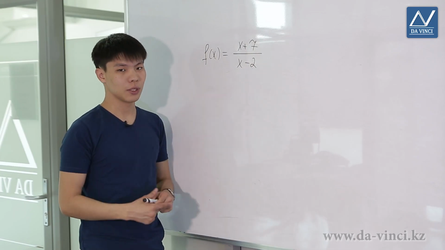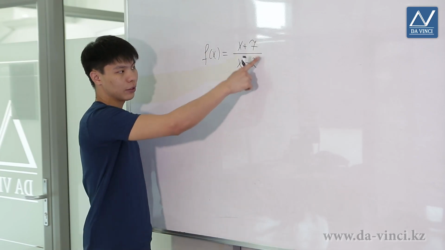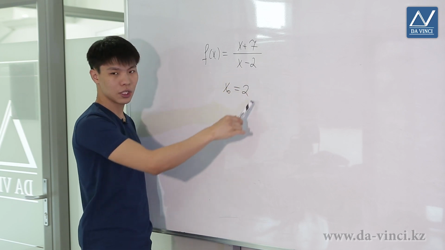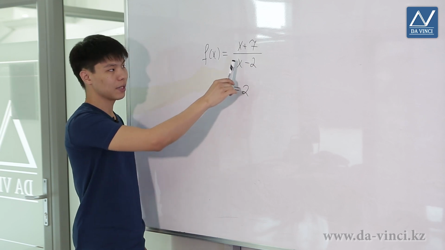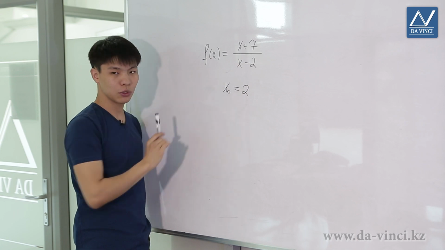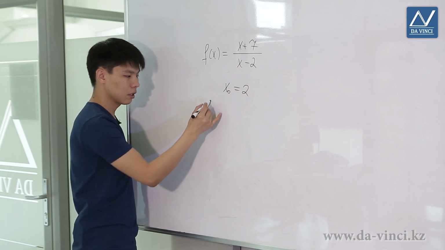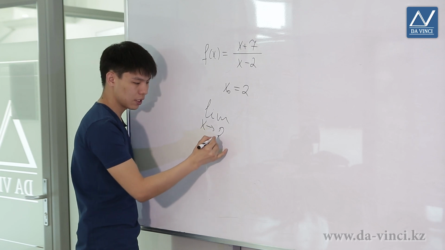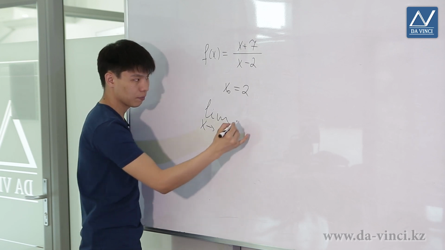We will examine the function for continuity again. It is obvious that we should investigate the point x0 equals 2, because at this point we have a 0 denominator. The function f of x at the point 2 is not defined. That is, we will have a gap here. Let's examine which one. We consider the left and right limits. That is, x approaches 2 from the left.